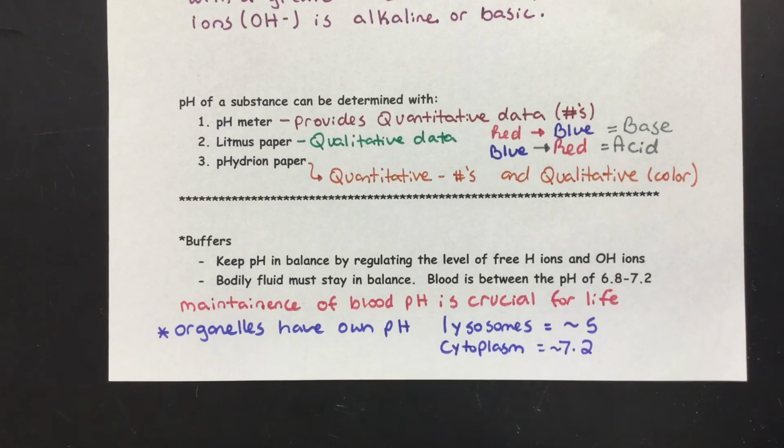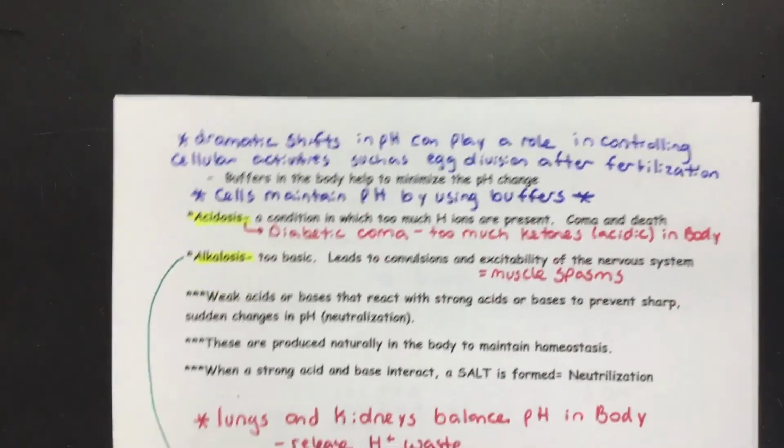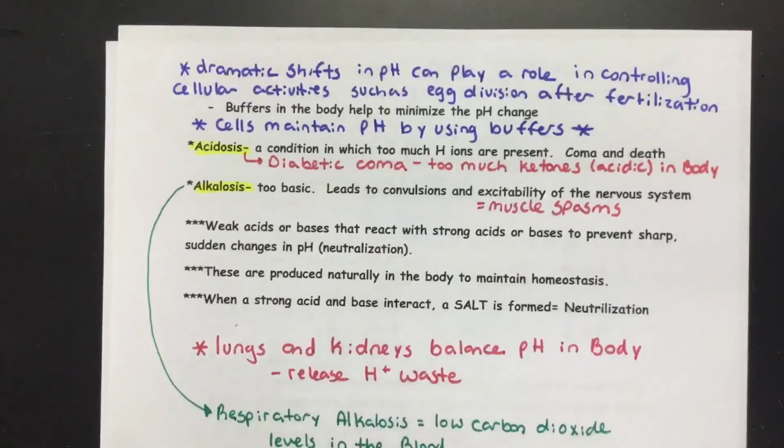They have digestive enzymes inside of it, kind of like your stomach. So organelles have their own pH, and we need to maintain these pHs, even your blood, anywhere from about 6.8 to 7.2. So your body has this way to maintain it. It uses these things called buffers to help minimize pH change.